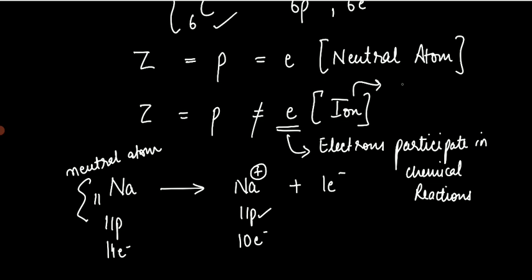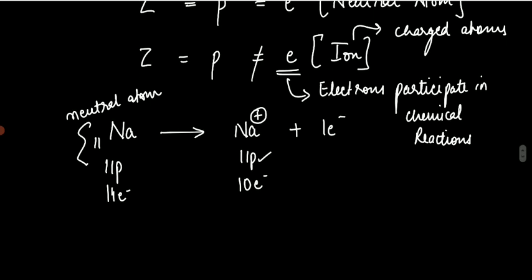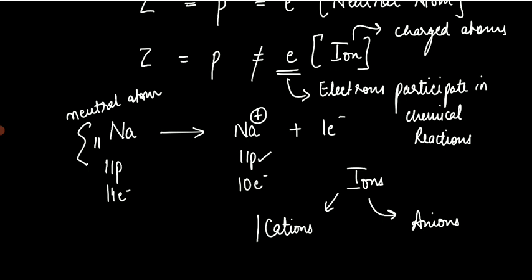So ions are basically what? These are charged atoms. So charged atoms are never electrically neutral. Electrically neutral atoms are never charged. Just remember that. So ions can be of two types. Ions can be cations, and then you have anions. Cations are positively charged ions, and anions carry negative charge. About this we'll discuss in future videos.